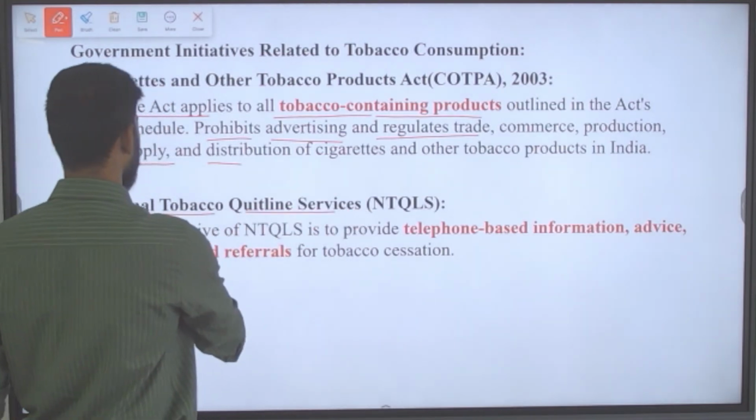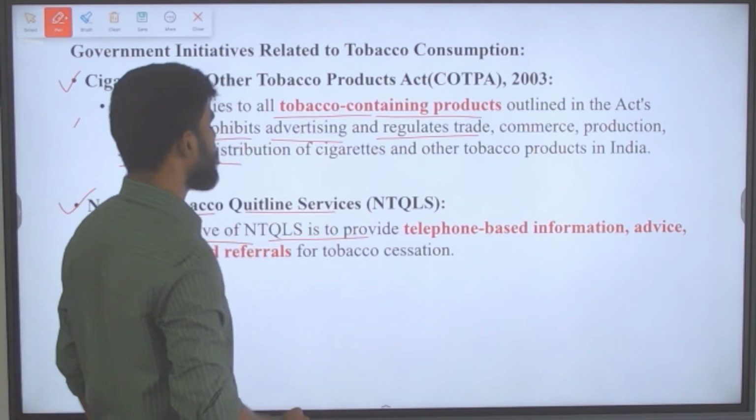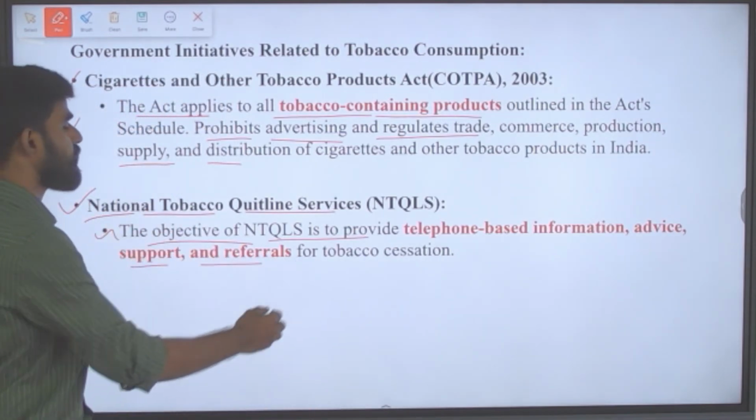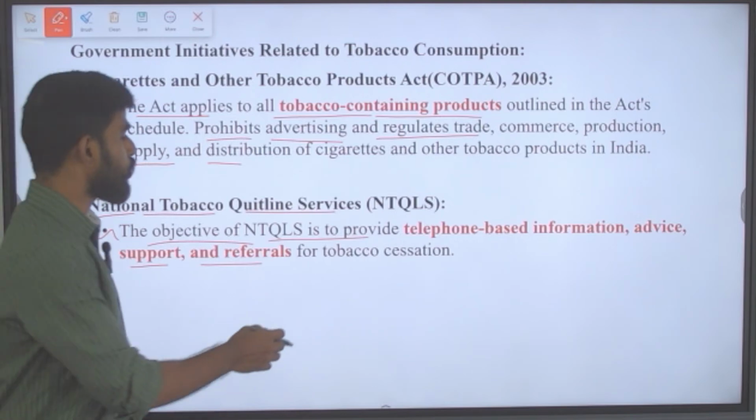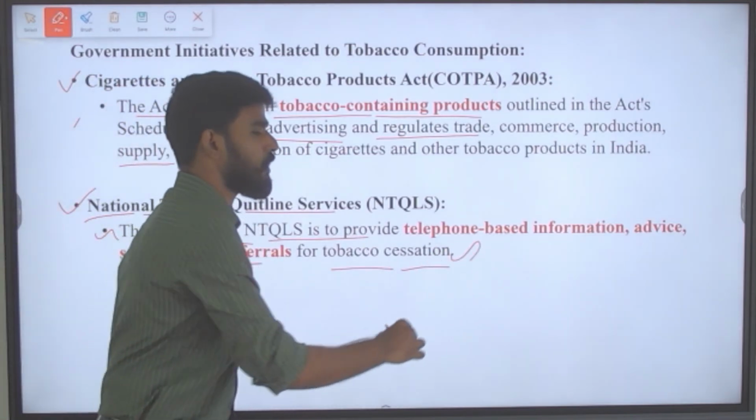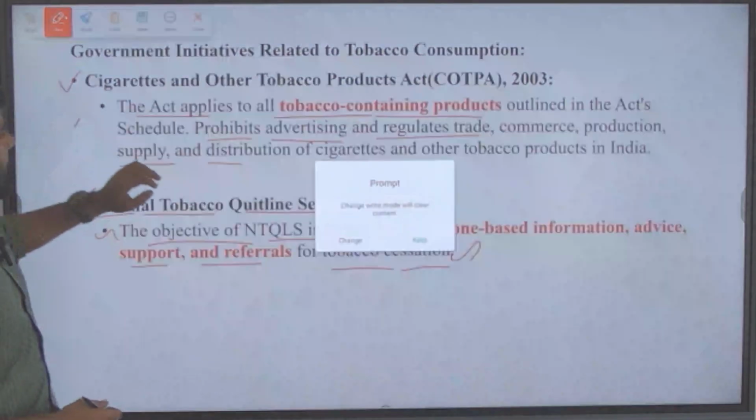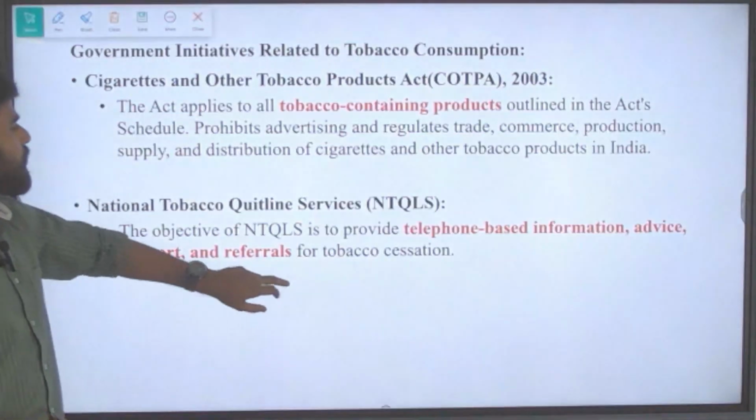Okay, next we have a national tobacco quit line service. Okay, so the objective of this quit line service is to provide telephone based information, advice and support and referrals for tobacco cessation, for tobacco quitting. Okay, so this is a telephone based information system.